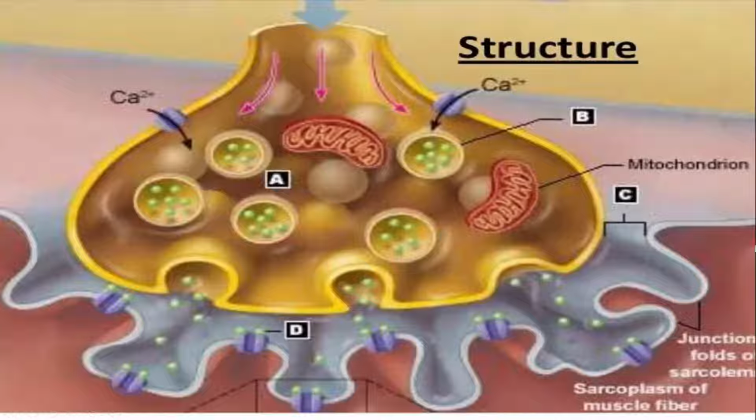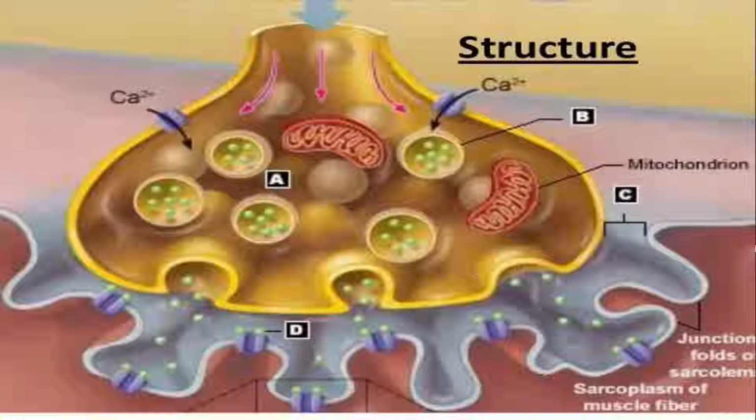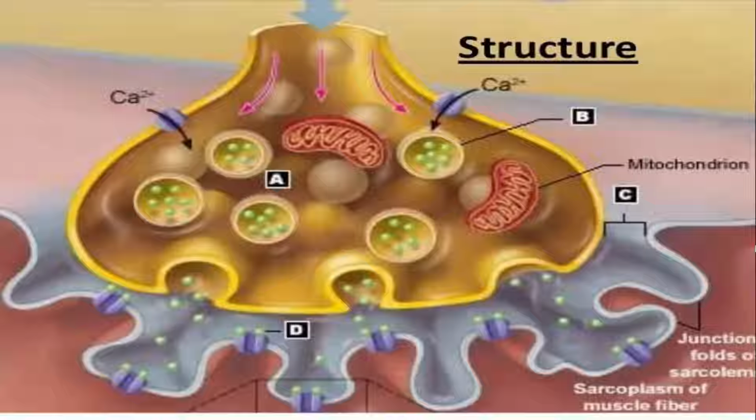Now let's see, for each impulse, there is release of 60 synaptic vesicles, and each synaptic vesicle contains 10,000 molecules of neurotransmitter. So when every impulse appears, there is release of about 60 synaptic vesicles, and each synaptic vesicle contains 10,000 molecules of acetylcholine.